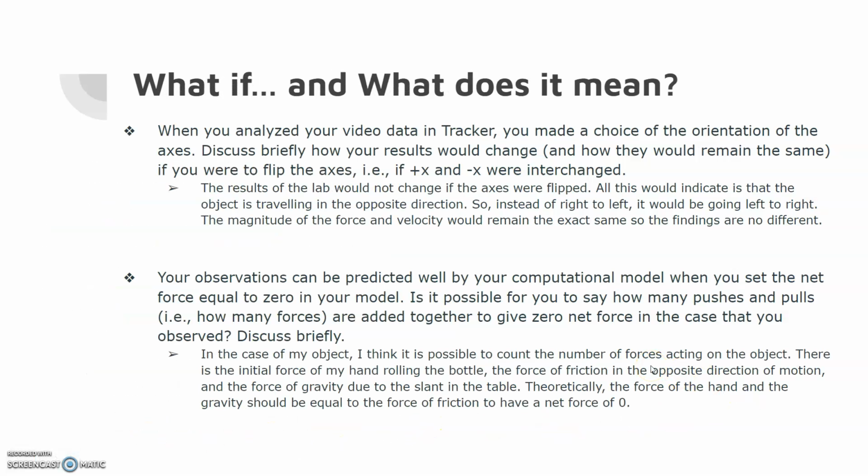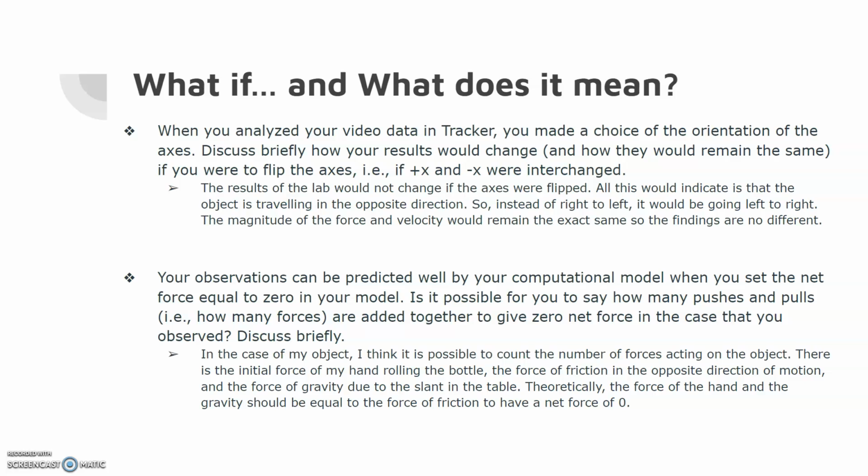So if I had to change the positive and negative axes and interchange them, I feel like the results of the lab would not change. All this would indicate is that the object is traveling in the opposite direction. So instead of right to left, it'd be going left to right. The magnitude of the force and velocity would remain the exact same, so the findings are no different.